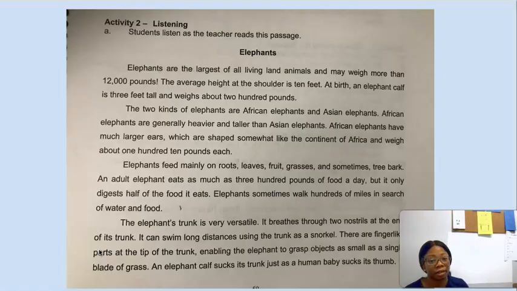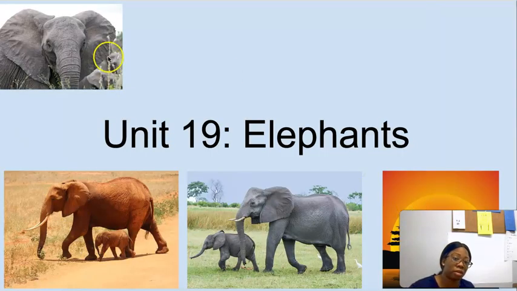What are they shaped like? I said it. And then I gave you a hint in the name. Oh, that's our time. But they're shaped like the continent of Africa. Okay, so look at our pictures. So you see that? The ears are shaped like the continent of Africa. You see that? Yes. All right.